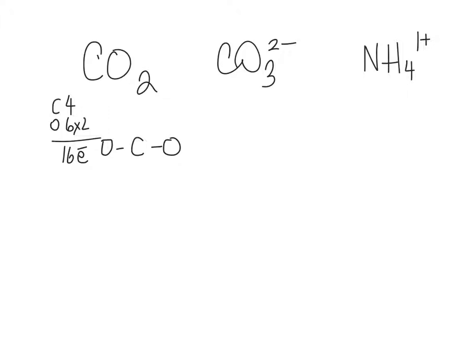Now, it says to place 2 electrons between each bonded atom. Okay, did that. 2, 4. So that leaves me with 12 electrons left. Then it says place remaining electron pairs around the terminal atom. So here we go.